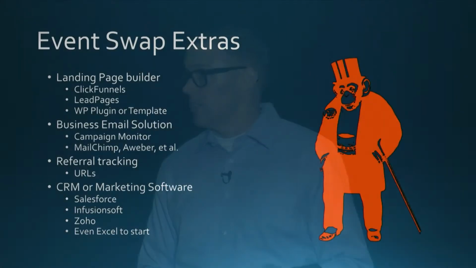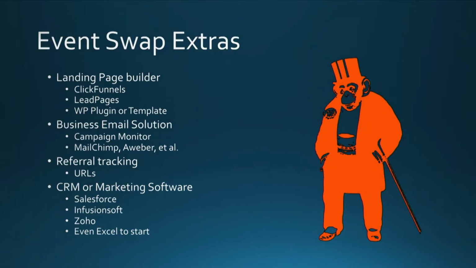So extras, if you really want to get fancy and have the whole thing work smoother or look better, you can use a landing page builder, something like ClickFunnels or Lead Pages. We use both for different things. You could even do the landing pages in a separate template in WordPress, so it's not exactly like your regular pages and doesn't have the extra navigation. You just have the one call to action to join the event.